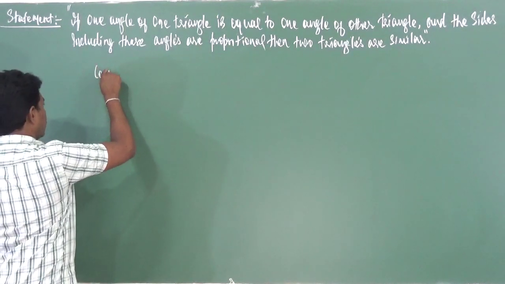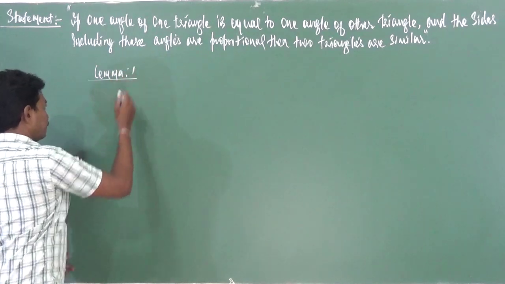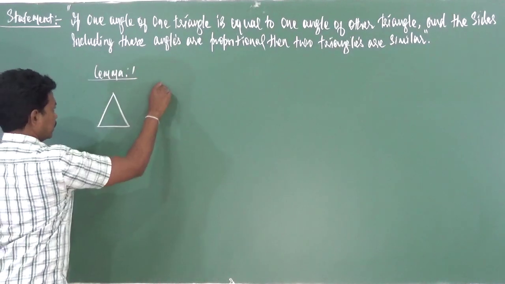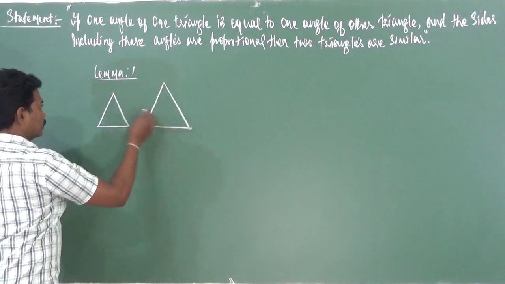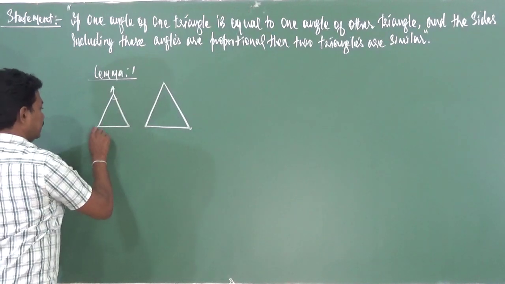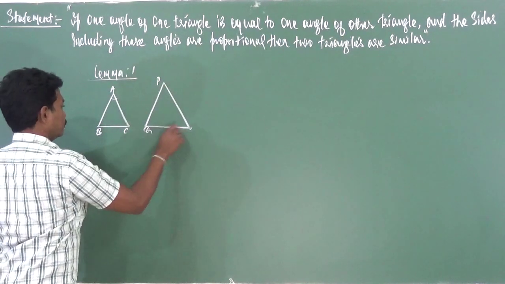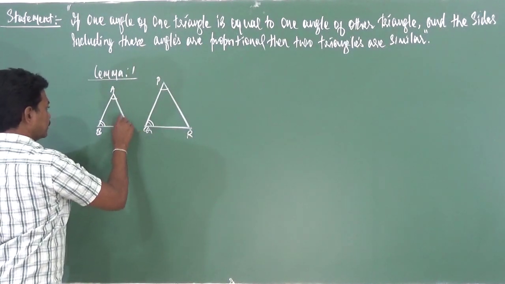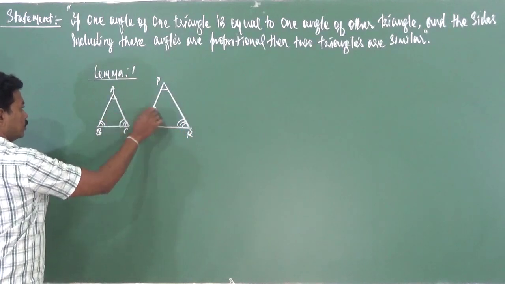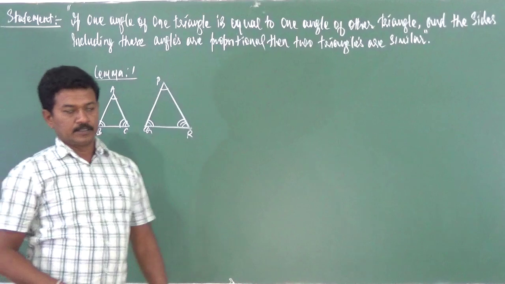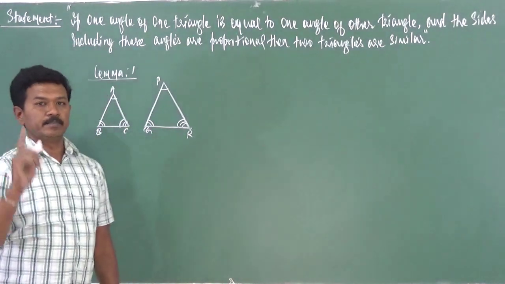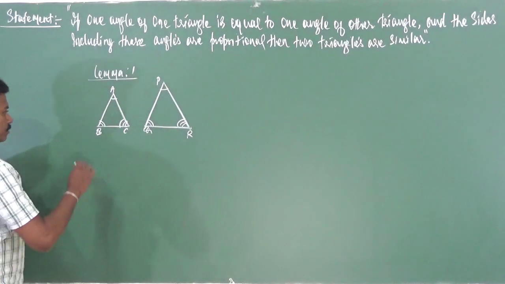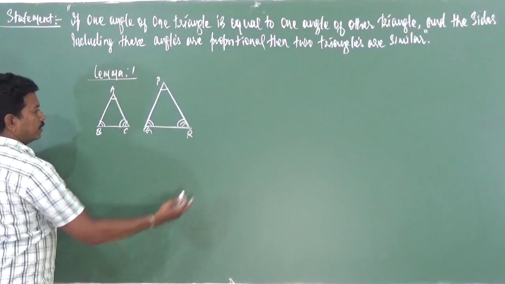According to lemma 1, if two triangles are equiangular, that is, I have a triangle and I have another triangle here. These two triangles we will call ABC and PQR. So this angle is equal to this angle, and this angle is equal to this angle. So these two triangles are equiangular. If two triangles are equiangular, compulsorily they will be similar, because their corresponding sides will be proportional.